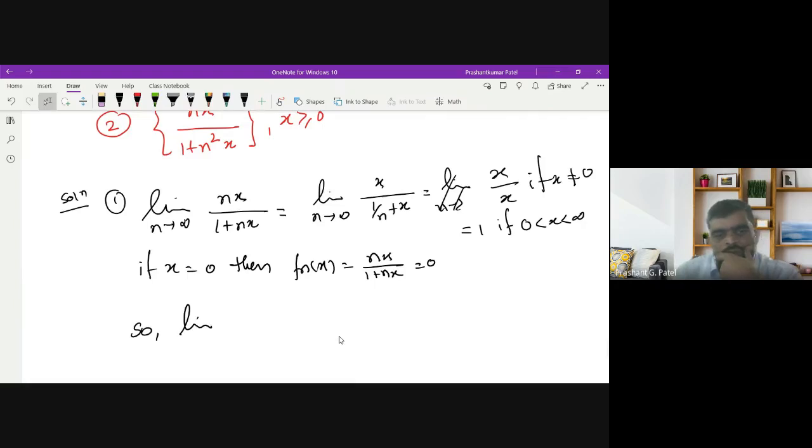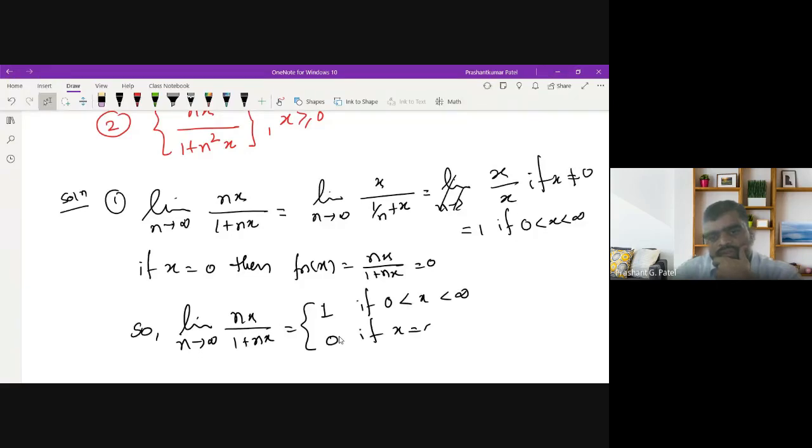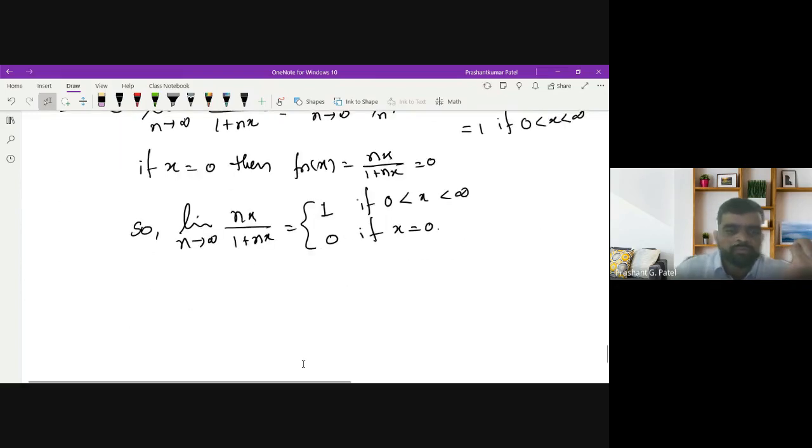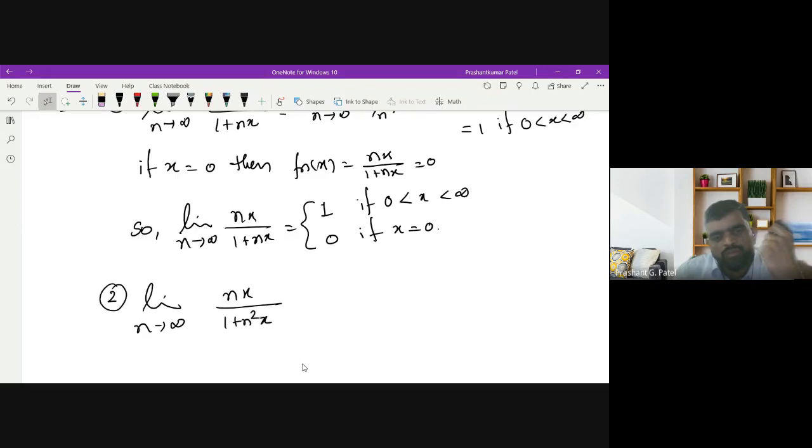The limit as n tends to infinity of nx upon 1 plus nx is 1 if x is between these two, and is 0 if x is 0. So this is the limit of the function. This way you can calculate the limit of any function. Let's say the second example. The second example was the limit as n tends to infinity of nx upon 1 plus n square x.